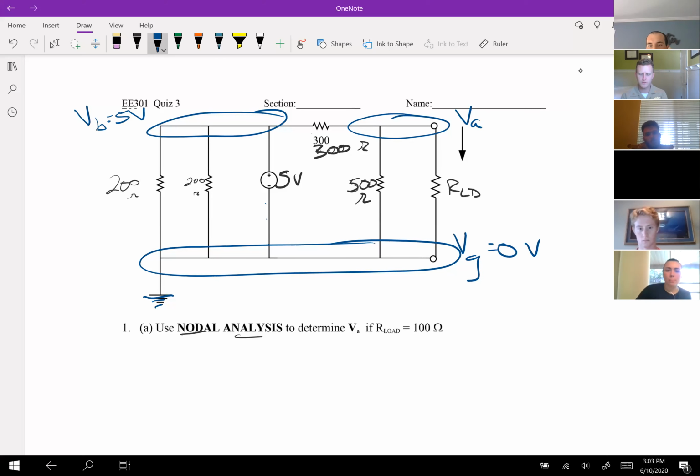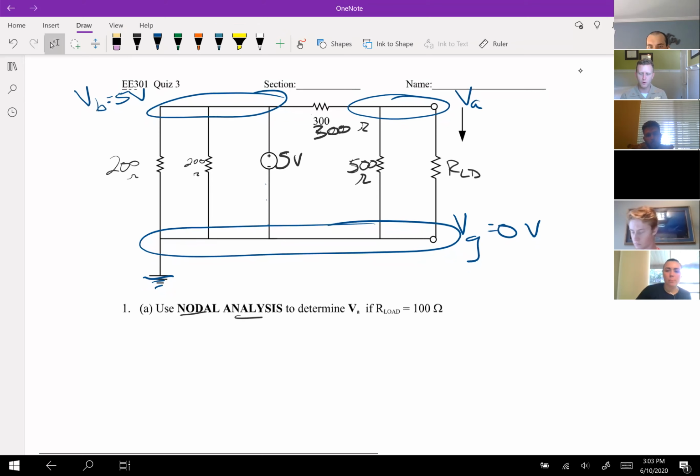So we're going to use nodal analysis to determine VA if our load is 100 ohms. So we can also set this to 100 ohms. Using nodal analysis, the next step, we have our node voltages, and we're going to do currents. I'll draw this one going in, this one coming out, and this one coming out. I think this one was called I load, right?